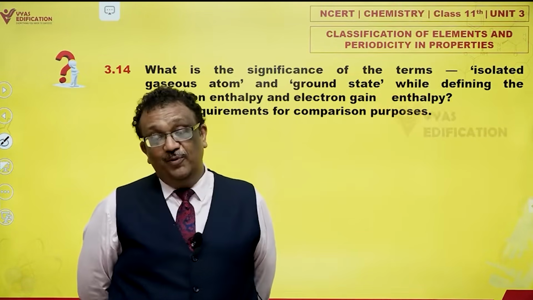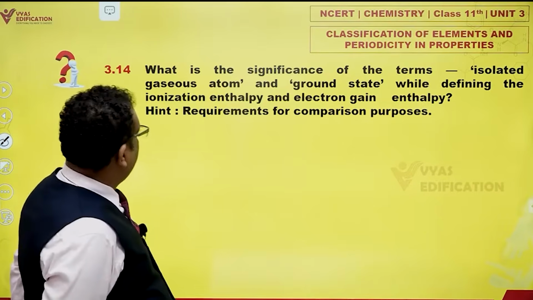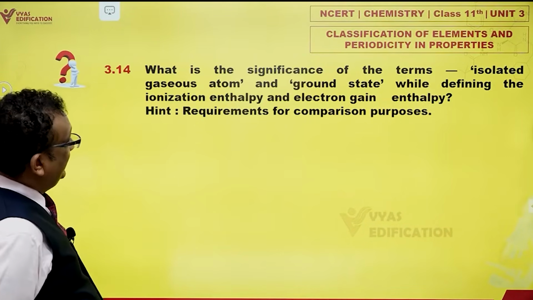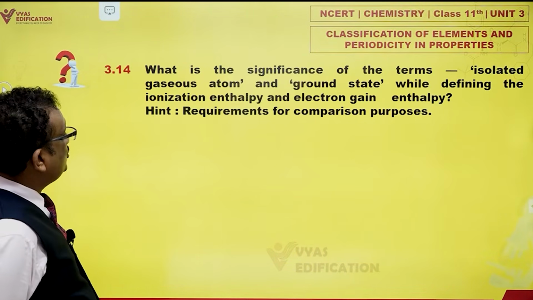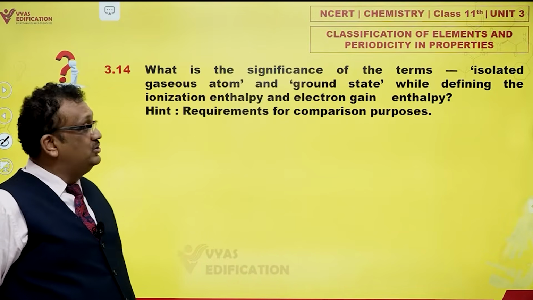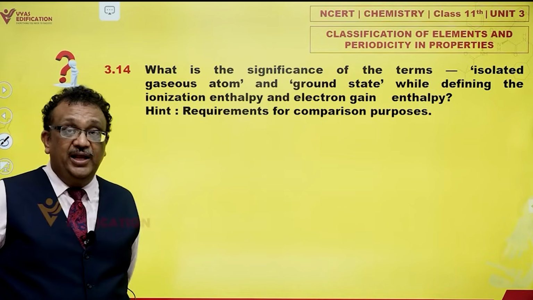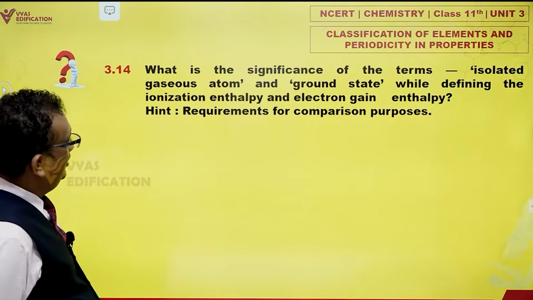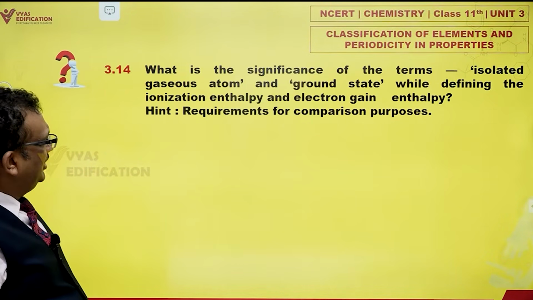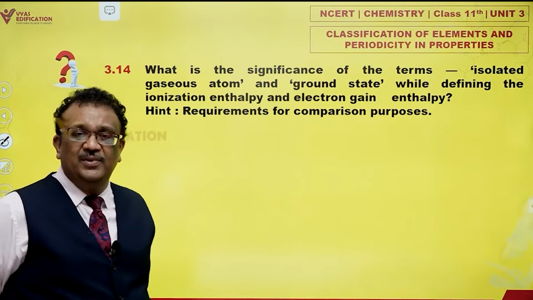The 14th is a very valuable theoretical question. It says, what is the significance of the terms isolated gaseous atom and ground state while defining ionization enthalpy and electron gain enthalpy? And there is some hint also given.